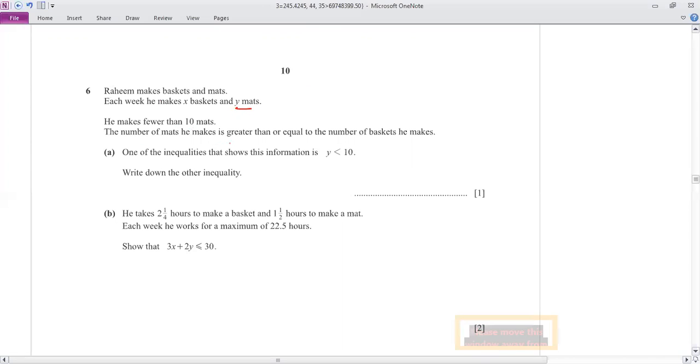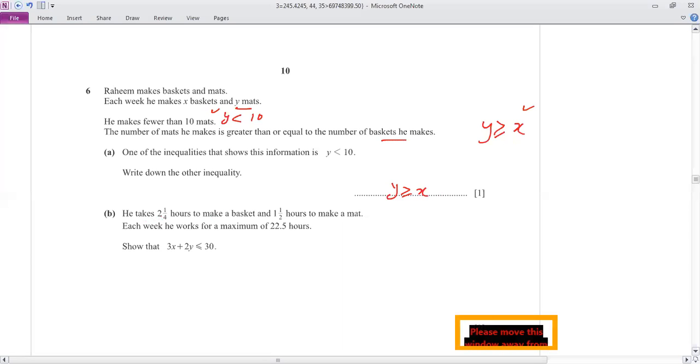The number of mats he makes is greater than or equal to the number of baskets he makes. Mats are Y, baskets are X. So mats are greater than or can be equal to X. One inequality shows this information: Y less than 10, because he is making fewer than 10 mats. So this is the inequality given. Write down the other inequality. This is the other inequality that we write already: y greater than or equal to x.